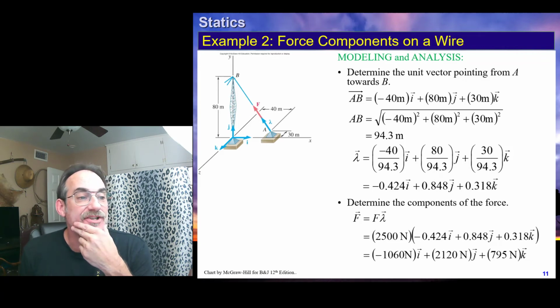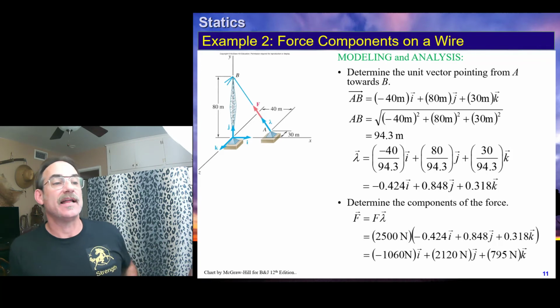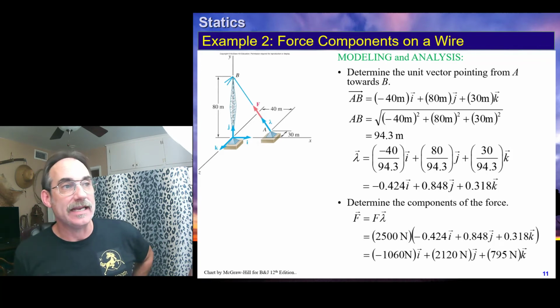The force then is just the magnitude of the force, 2,500, times that unit vector. And we use this line segment, since the force has to align along that wire, to give us the direction we needed.